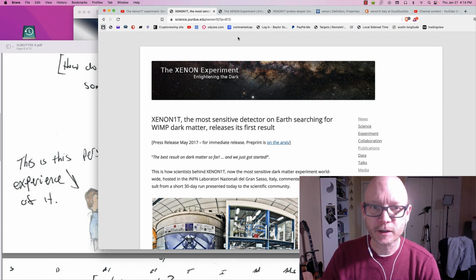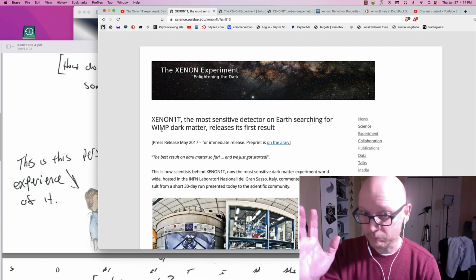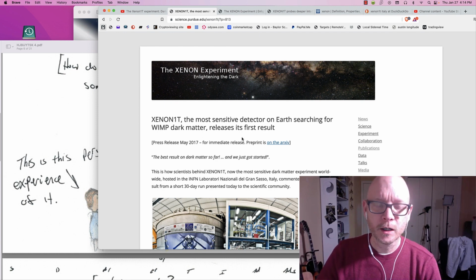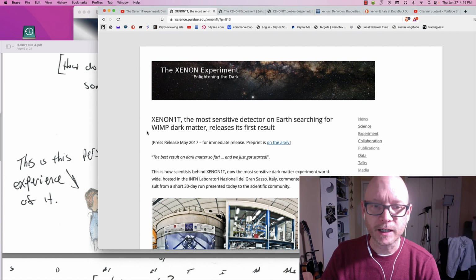The target that he had selected for me was this, the XENON1T, the most sensitive detector on Earth searching for WIMP dark matter. WIMP stands for weakly interacting massive particles, or particles that are very difficult to detect because they don't interact strongly, hence the name. And they're looking for one of these WIMP particles to see if it is dark matter, or as they're finding, also dark energy. But that's what they're looking for.